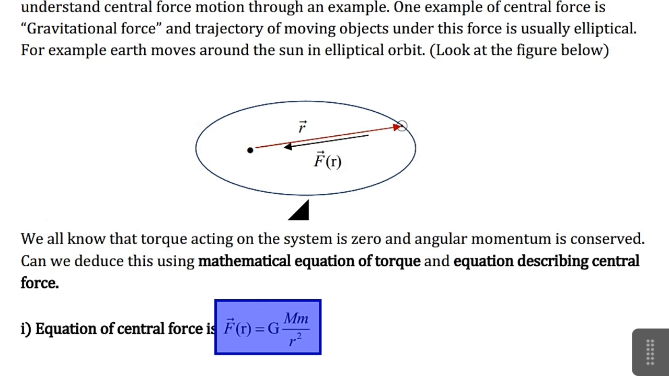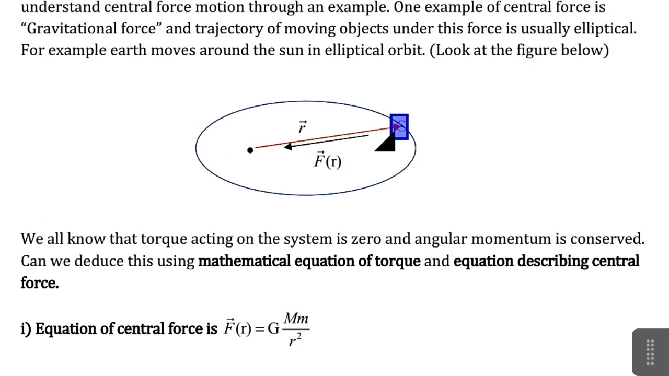Let this be the sun, and let this be the earth. The force between sun and earth acts in this direction, in the radial direction towards the sun. So what do you mean by radial direction? You join a line from the sun to the earth. That's the radius. The radial direction is nothing but the direction of the radius. That's why it is called radial direction. It comes from the term radius.